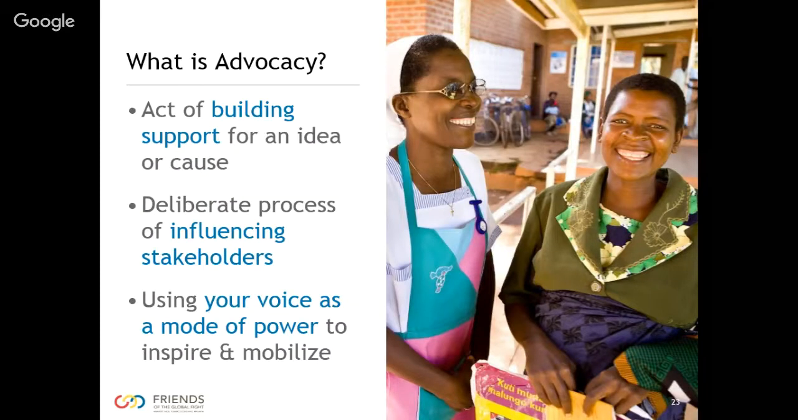So first off, what is advocacy? Advocacy is the act of building support for an idea or cause. It's the deliberate process of influencing stakeholders. It's using your voice as a mode of power to inspire and mobilize. Lobbying is a specific type of direct advocacy, but advocacy more broadly is about inspiring and mobilizing, which, as you all know, is one of the Global Health Corps' 6 core leadership practices.